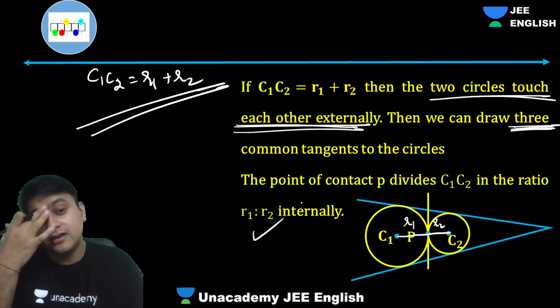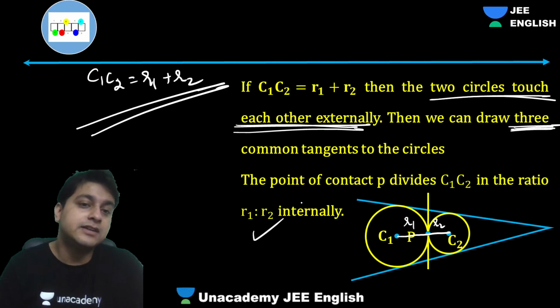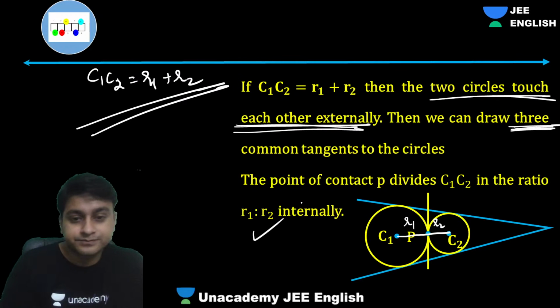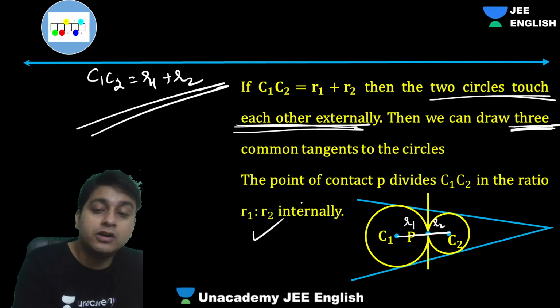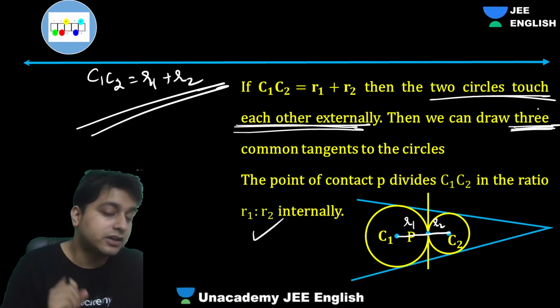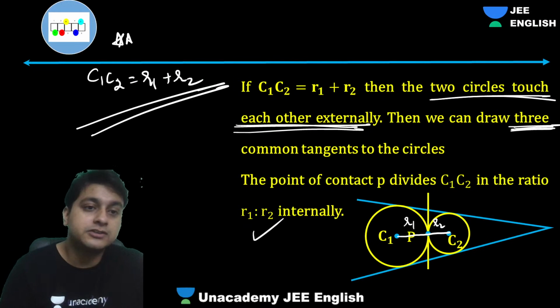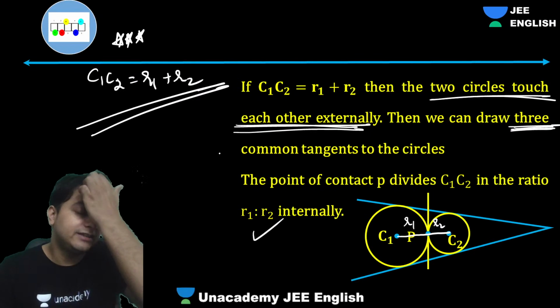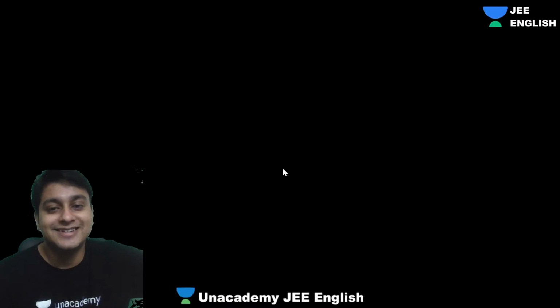So it's such an easy concept, guys. If C1C2 becomes R1 plus R2, you can definitely say that this point is nothing but the point of contact. And guys, these two circles are touching each other externally. Understood, guys? Very important condition. We'll do some problems on this. You will obviously get mastery over it. Don't worry about that.